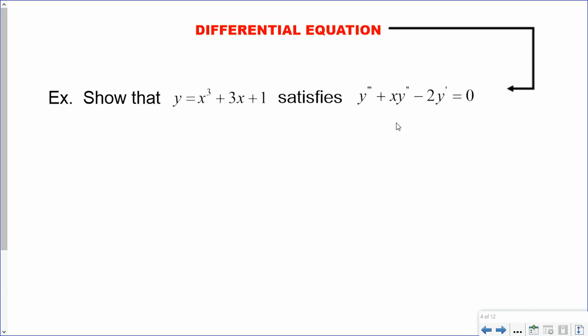Okay, so with respect to functions, first and second and third and fourth derivatives are used in things called differential equations.